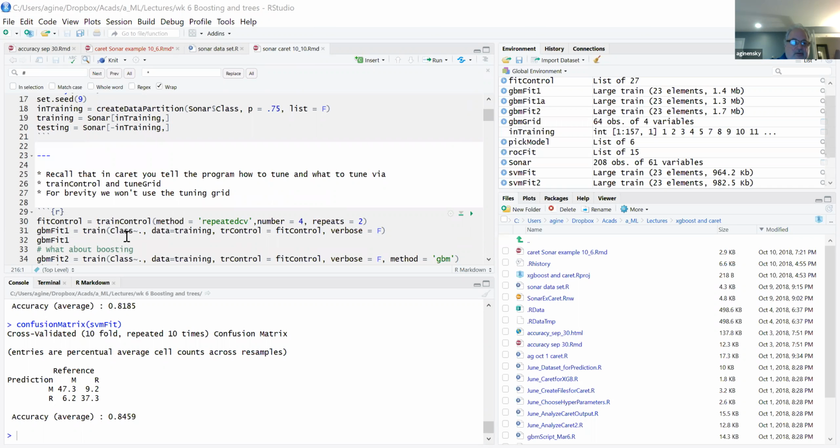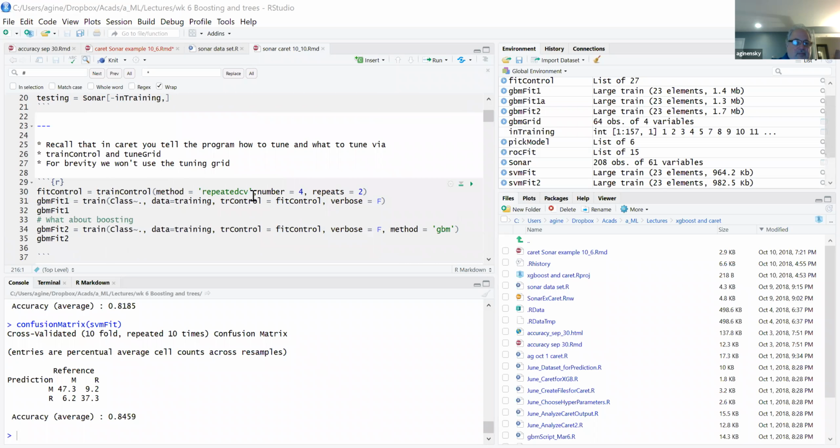And one of the things you can do, if your data is of the right sort, is give it the same sort of standard formula that you would give to linear modeling. So the class takes value M or R. I want to compute class compared to all the other variables. And my data is my training set. And my train control is what I've called fitControl. And verbose equals false means do not fill my page with electronic garbage telling me what happens after every step, okay? And I create a model.